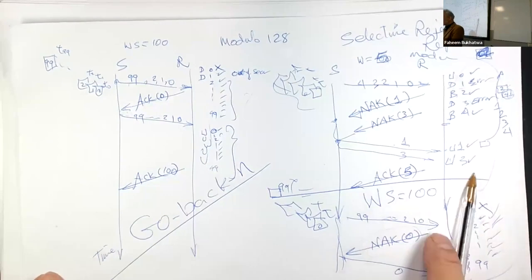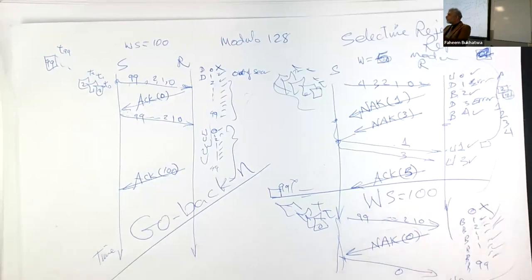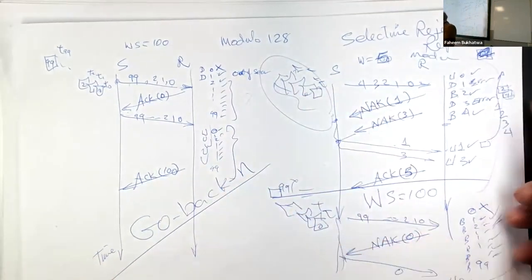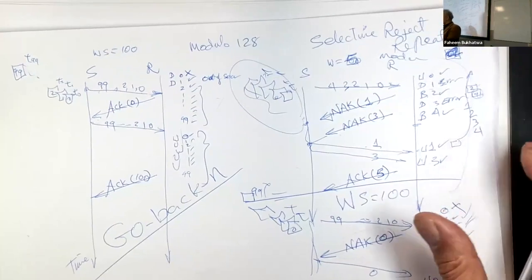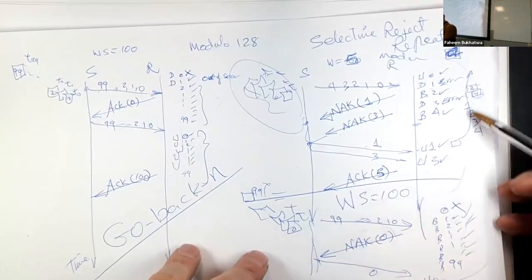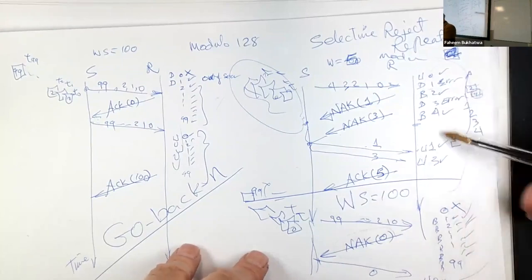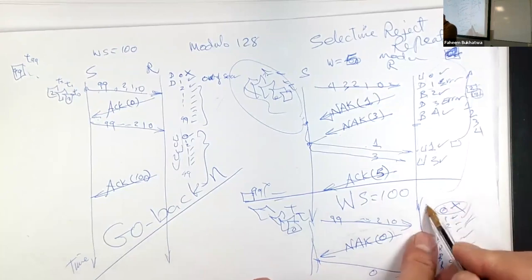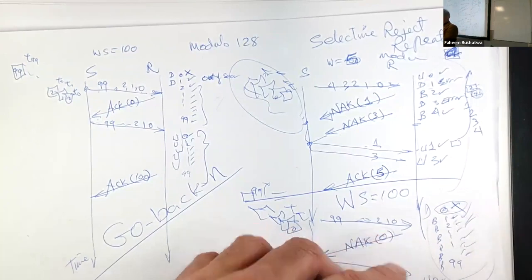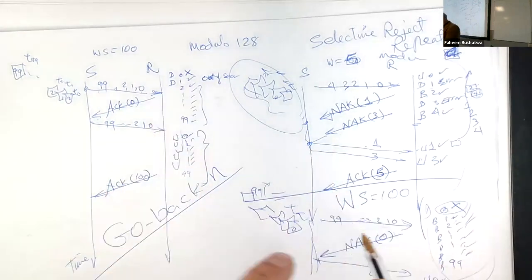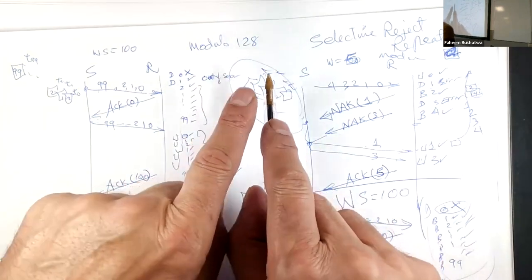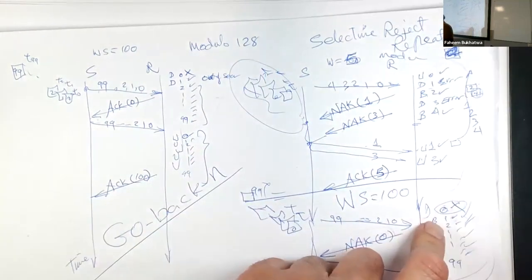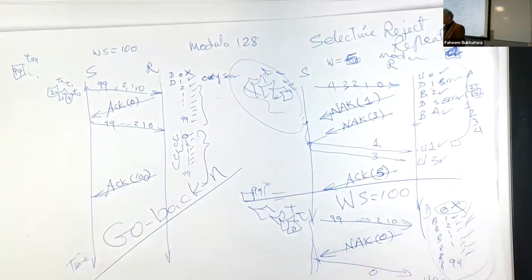Now, if we have window size 100, the sender must have enough memory to store 100 frames because it has to send them and keep copies. And also the receiver, how many frames does the receiver need to keep at maximum if something goes wrong? The worst case, if the first frame goes bad, we don't have to keep the first frame, but we have to keep everything else. So it's the window size minus 1. If our window size is 100, the sender must have enough memory to store 100 frames. The receiver must have enough memory to store 99 frames. That's the maximum requirement.